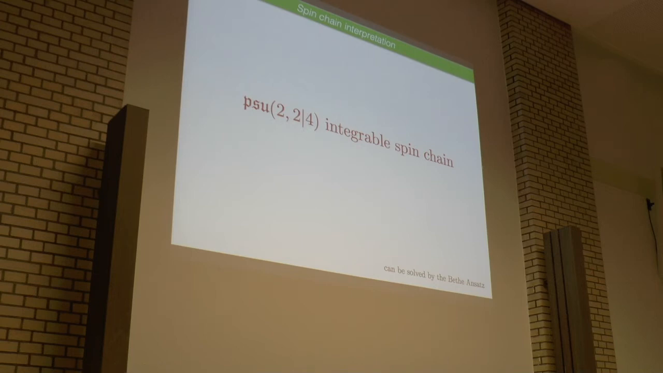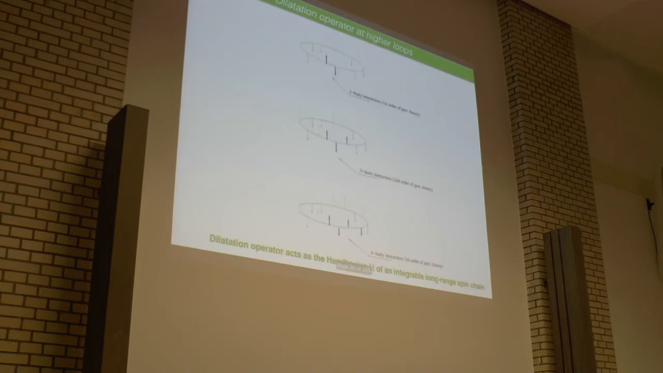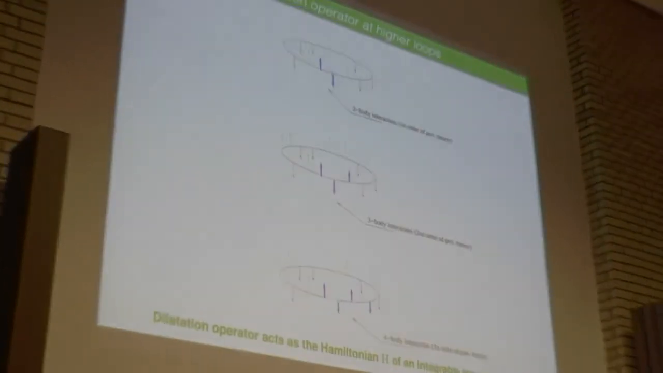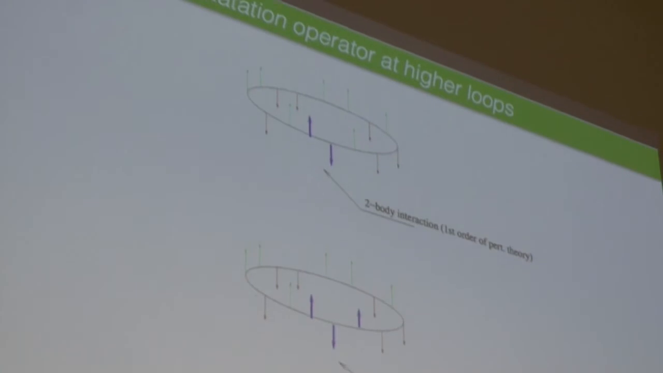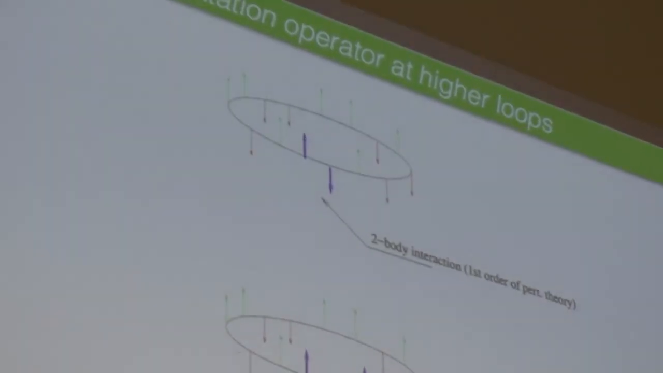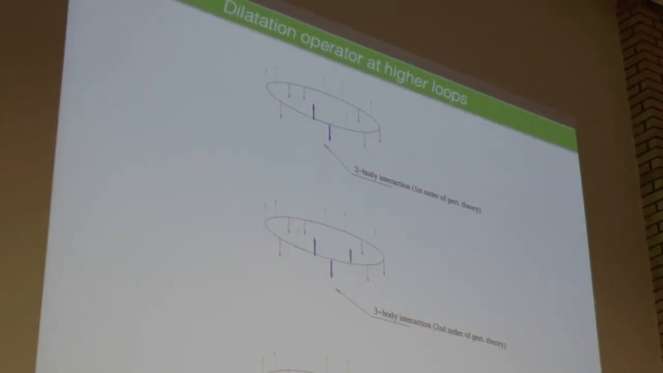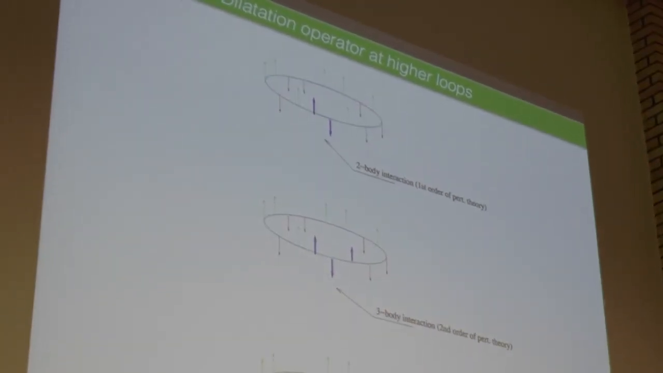At this point, you start to wonder: what happens at higher loops? What happens at higher loops? You can restrict your attention, for instance, to the SU(2) sector. Since operators from this sector do not mix with anything else, you can look at what happens with the dilatation operator, say at two and three loops in the SU(2) sector, and how it changes.